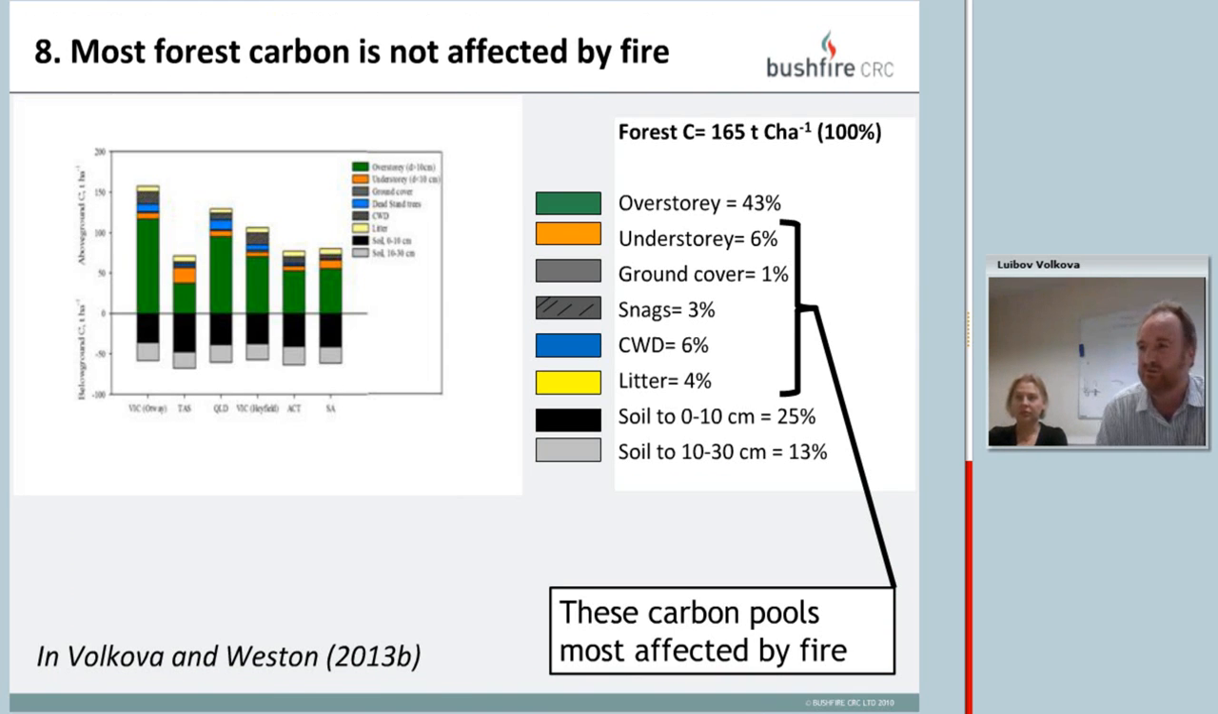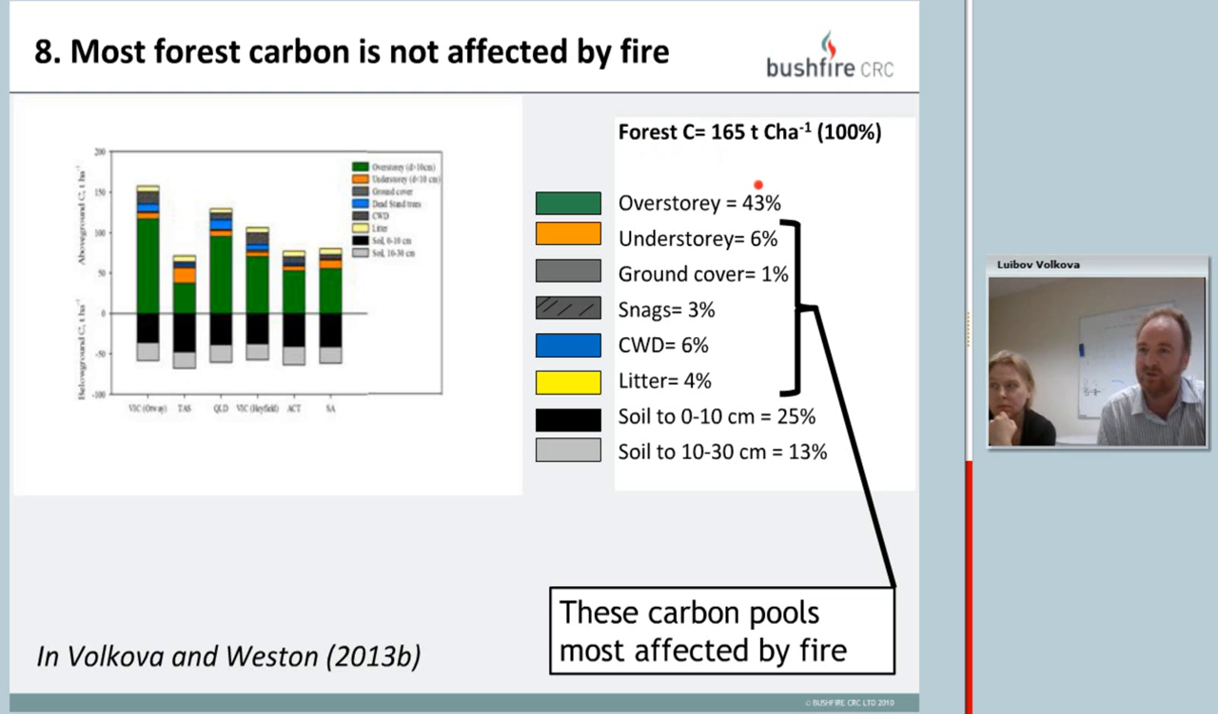So to some results. Most of the forest carbon in planned burning is not impacted by fire. And that's because, and the results here in the graph on the left here are the average of all of the sites in the study. They are the sites that are averaged according to state and to location, so Victoria, Tasmania, Queensland. And the results are shown here with the percentage of carbon within each carbon pool averaged across all of the forests. So most of the carbon is inaccessible to fire because it's bound up in the bole of the tree or the overstory.